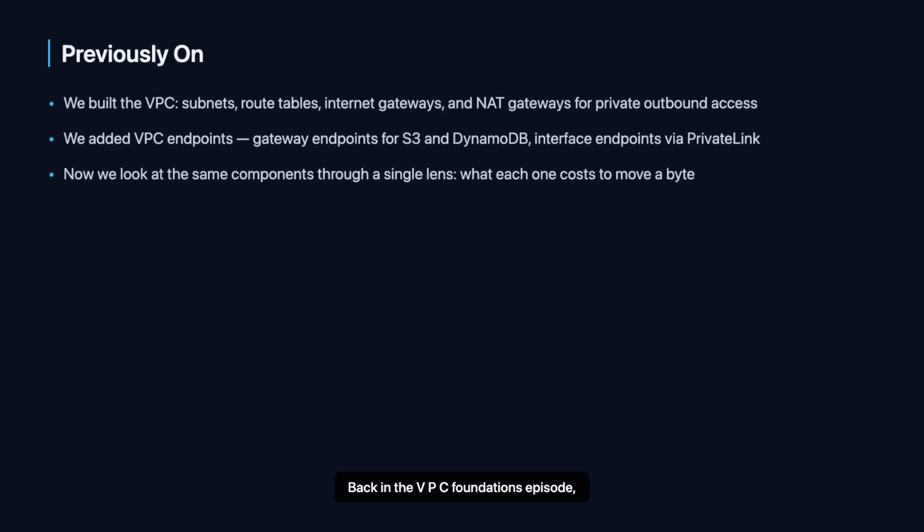Back in the VPC Foundations episode, we built the plumbing: subnets, route tables, internet gateways, and NAT gateways for private outbound access. Then, in the private connectivity episode, we added VPC endpoints: gateway endpoints for S3 and DynamoDB, and interface endpoints over PrivateLink. Today we look at those exact same components through one new lens: what each of them actually costs to move a single byte.